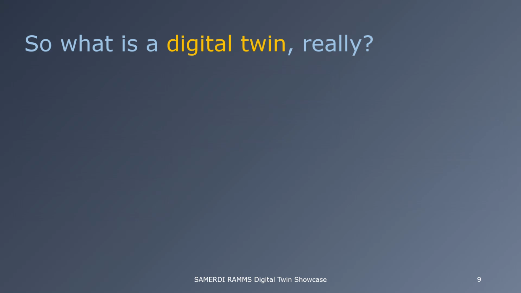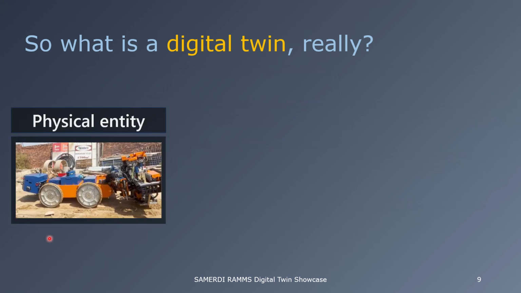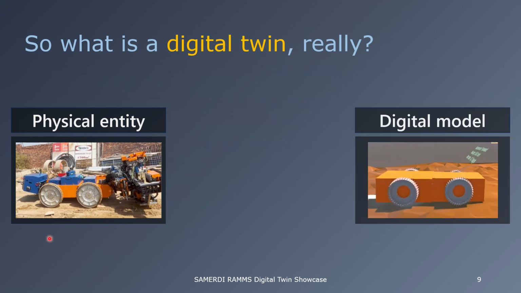So this digital twin term is quite widely used and we believe widely misinterpreted. So perhaps let us put down a definition of how we interpret it before we continue. The way we see it is that on one side we have some physical entity, in this case it's our CMTI roof bolting machine. On the other side we have some digital model.